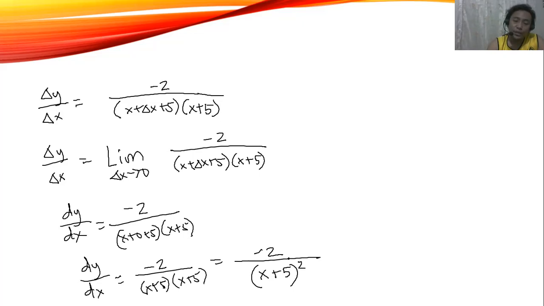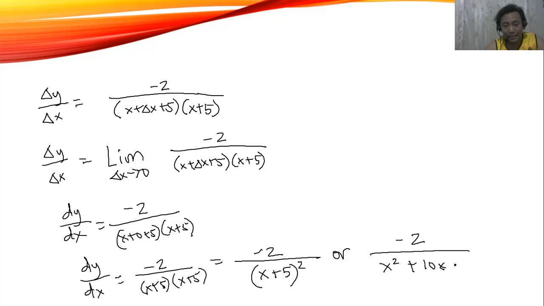So, ito na yung derivative ng given equation natin kanina. So, the derivative is equal to negative 2 over the quantity x plus 5 squared, or we can simplify yung x plus 5 squared magiging negative 2 over x squared plus 10x plus 25. So, pareho lang yan. The thing is that, ito kasing nasa una is in simplest form lang siya. Yung sa pangalawa is we expanded yung x plus 5 squared. So, ganun lang kadali yung delta method.